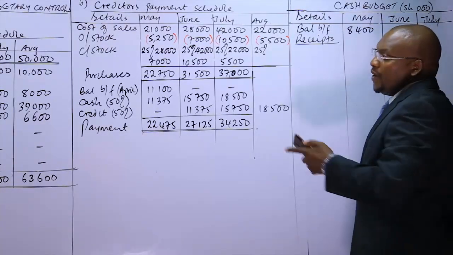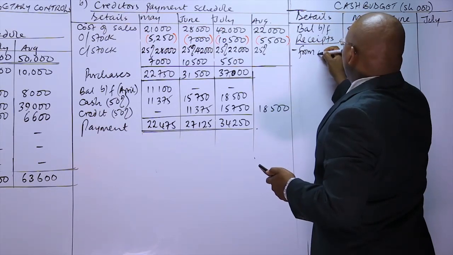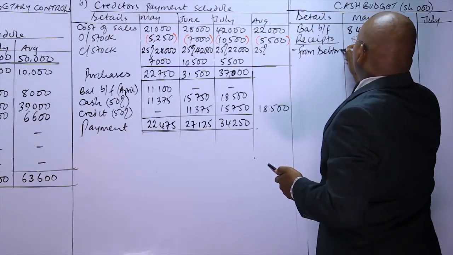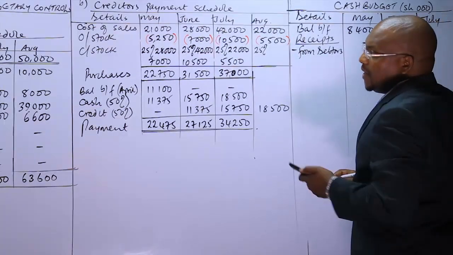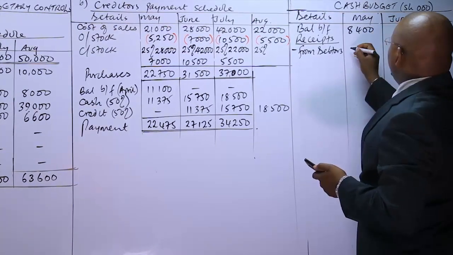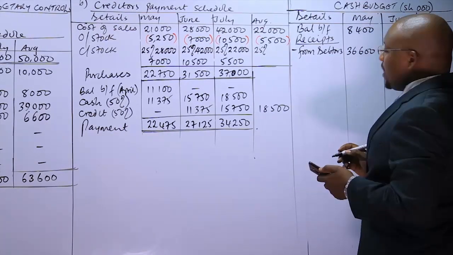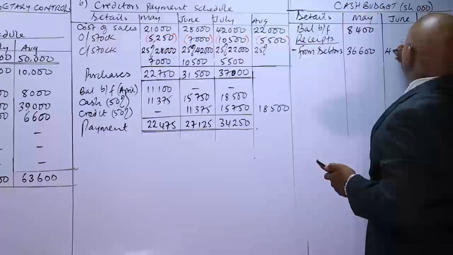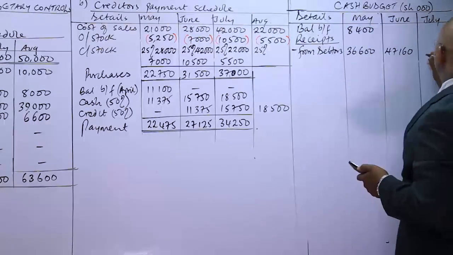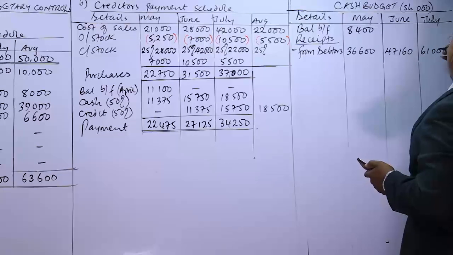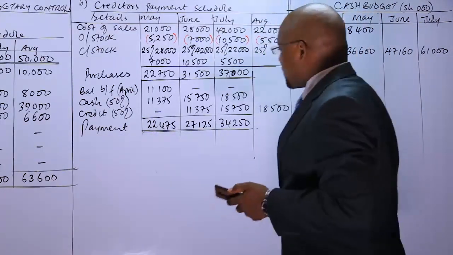Then the receipts, we are going to have them from debtors. We expect they pay us. In the month of May, we receive 36,600. In the month of June, we receive 47,160. In the month of July, we receive 61,000. So we are working on the 3 months only, so we ignore August.